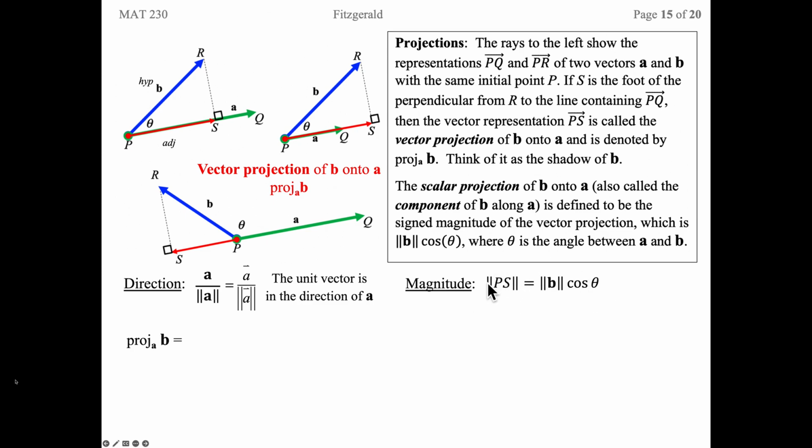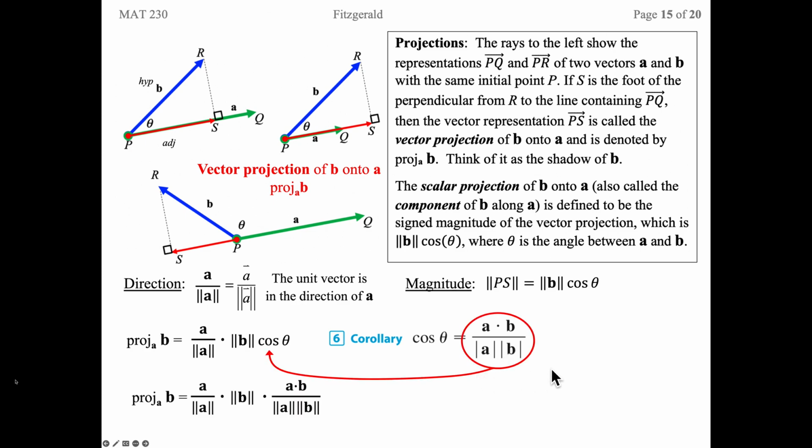The magnitude of your vector projection, vector PS, is the magnitude of B times the cosine of theta. So the projection is the unit vector times the scalar projection, or your component. If you recall, because we might not be given the angle between our vectors, we're just given their component form, we need to substitute out cosine theta. We had that corollary that said cosine theta was A dot B for the vectors over the magnitude of A times the magnitude of B. So we're going to substitute that in, and that's going to be our projection. Now, I'm going to clean that up on the next slide.